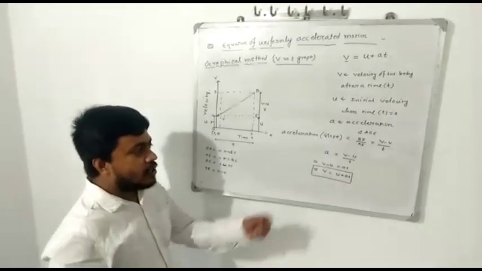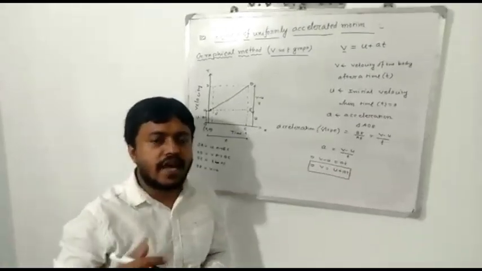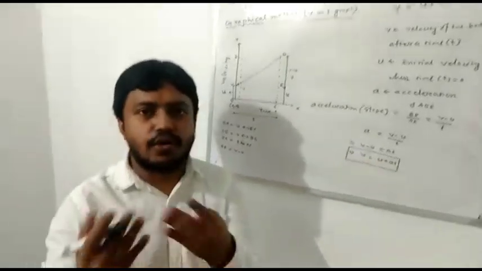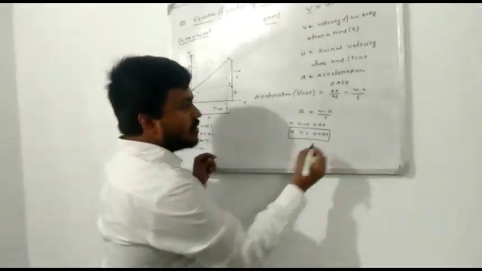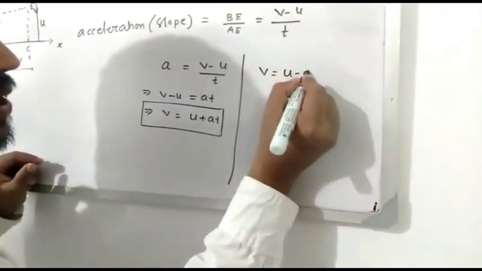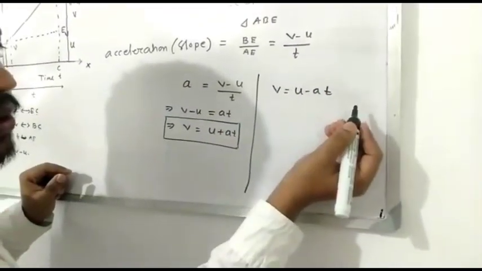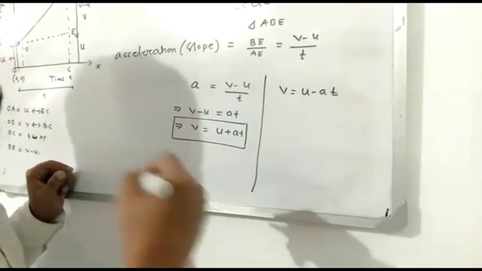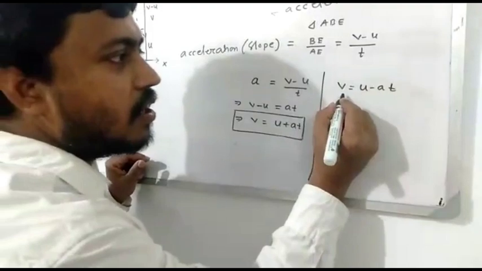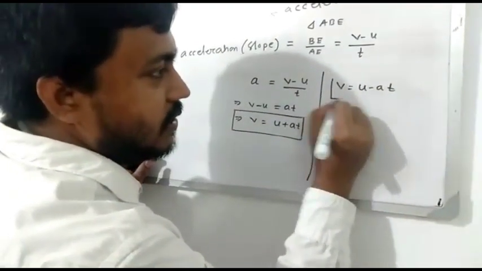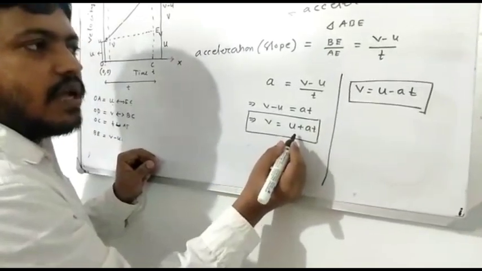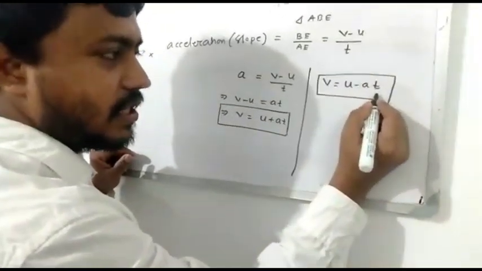Now students, if acceleration does not occur, retardation will occur. So at that time A equals minus A, and the equation takes the form V equals U minus AT. When A is negative, in case of retardation, V equals U minus AT. So V equals U plus AT for the acceleration graph and V equals U minus AT for retardation.